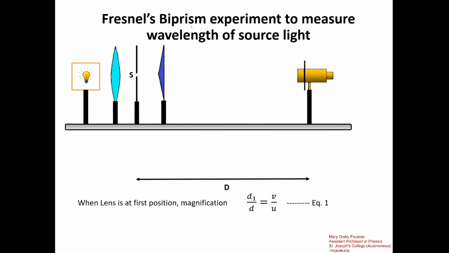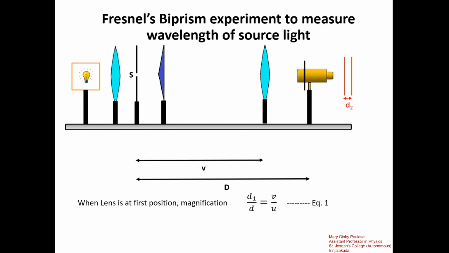Now, the lens is then taken from this position to the second point. The second point is near to the eyepiece. It is placed nearer to the eyepiece, and when it is adjusted at that position, we will get an image of two slits. It is a diminished image of the two virtual slits. That is, the slits appear to be very much closer to each other. In the eyepiece, I can measure the distance between the two slits, and it is measured as d2.